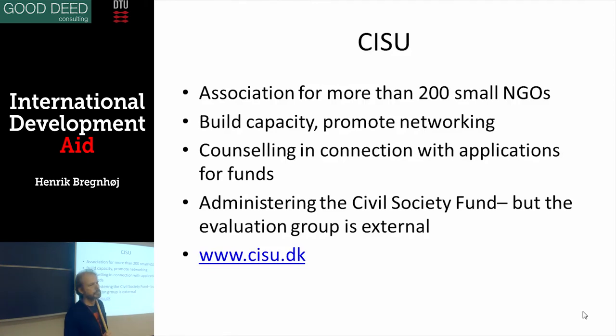Where do they get their money? CISU? From you. Maybe when you start working, you start paying tax and so on. Maybe you have a job, then you pay tax. Danida spends about 0.8% of the total Danish income on development aid, the 60 billion kroner. That is 0.8% of the gross national product in Denmark.